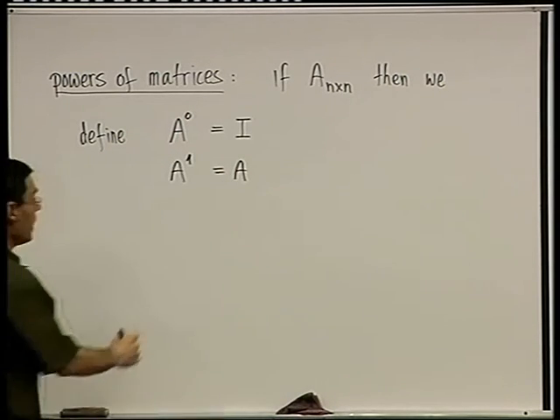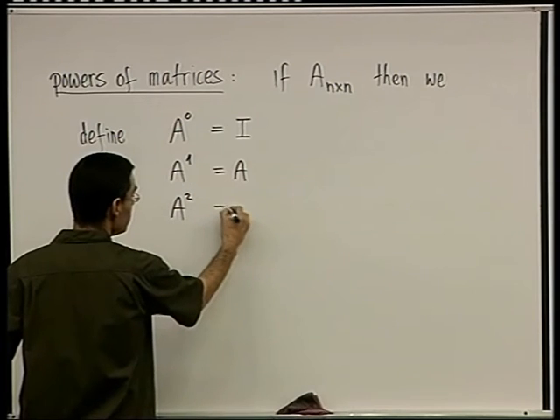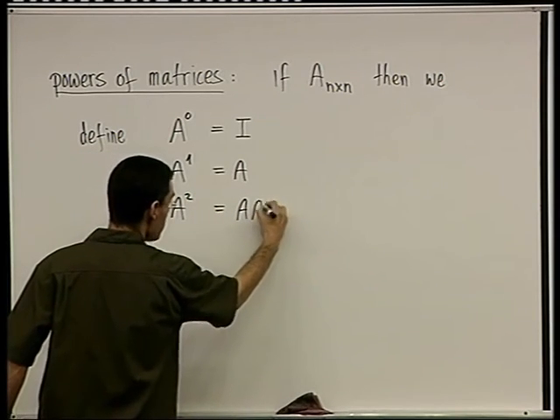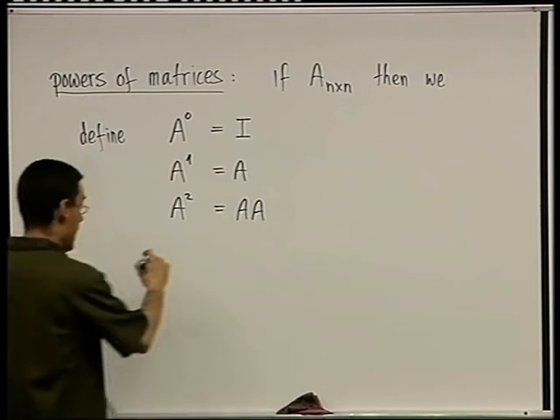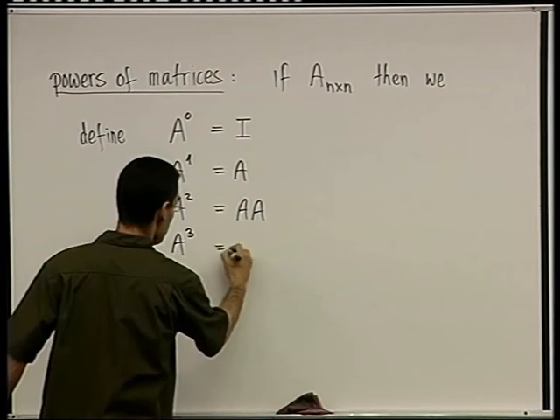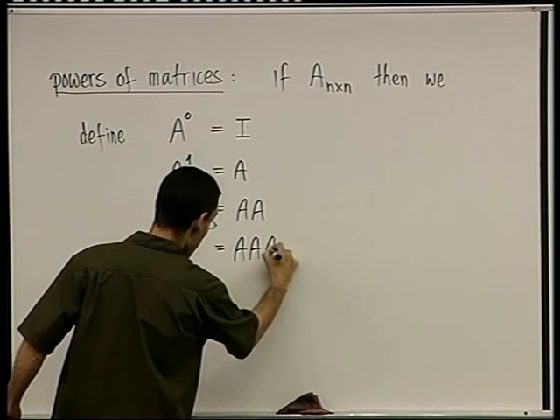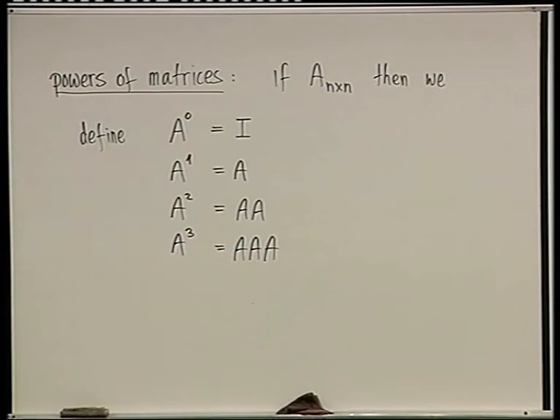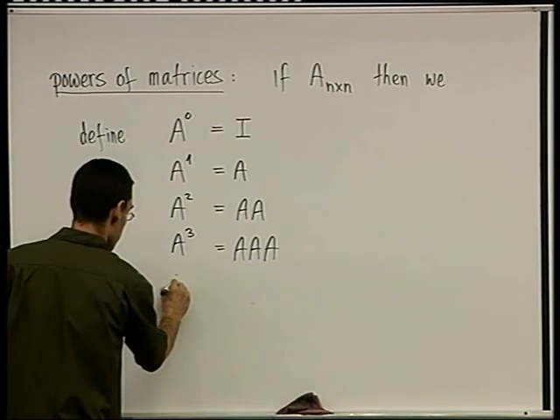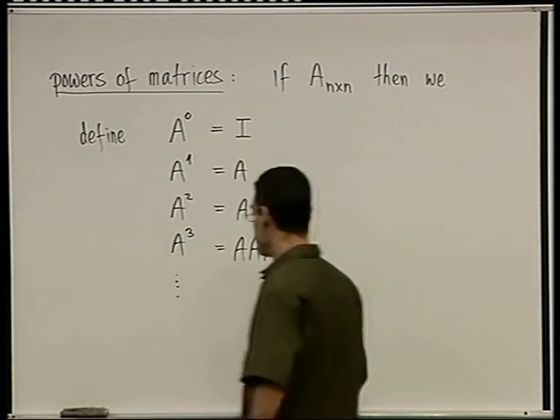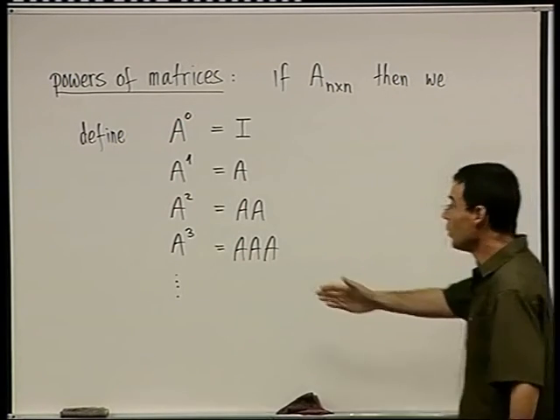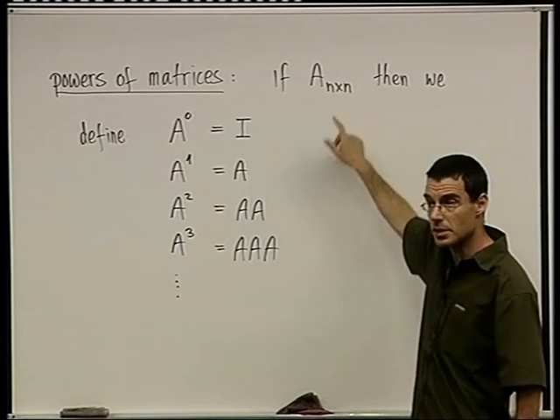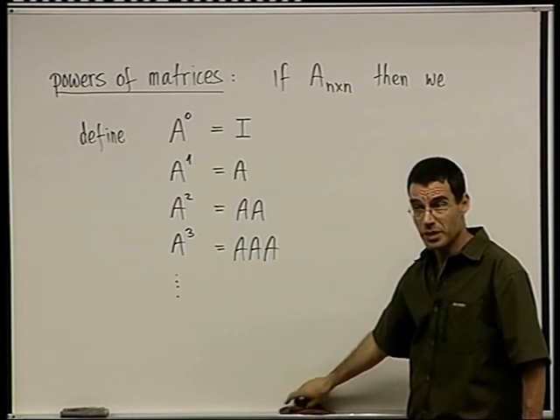And what is A squared, for example? It's just A times A. And A to the power 3 is A times A times A. Writing it like this is well defined because we know that it's associative. And so on. So this is how we define powers of matrices. And it can only be defined for square matrices. Otherwise, the sizes won't even match.